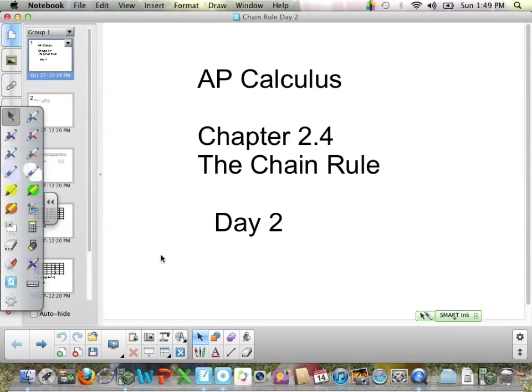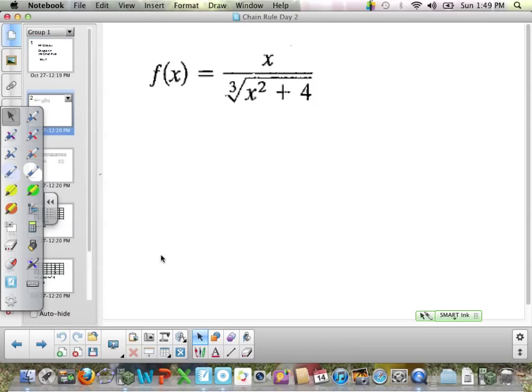2.4, the chain rule, day 2. Yesterday we looked at the chain rule, which helped us deal with problems where we had a function inside of a function. Let's use the chain rule and apply it to this problem.